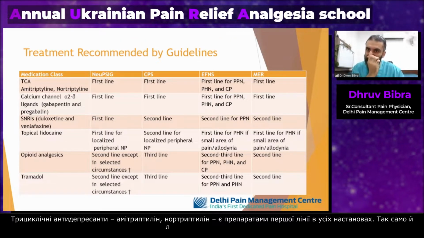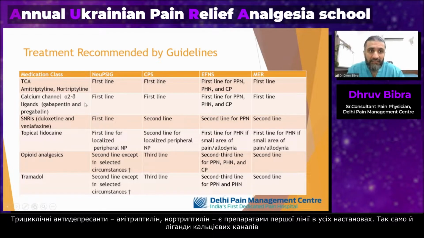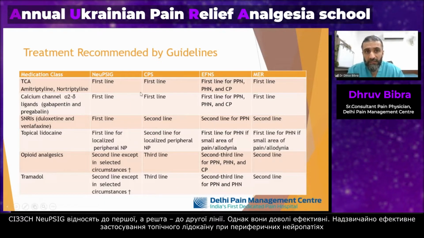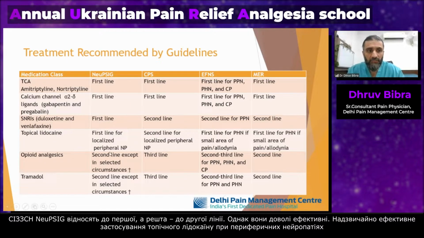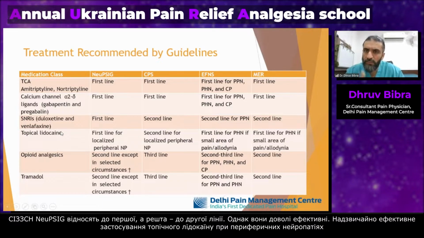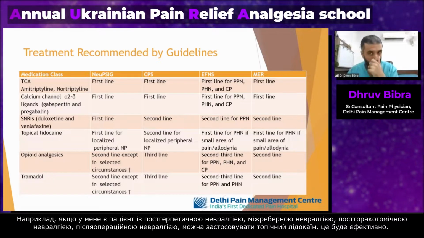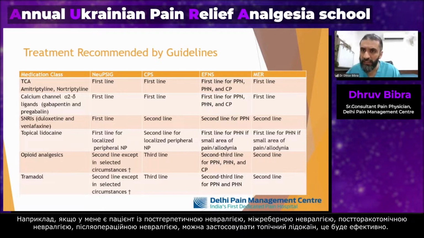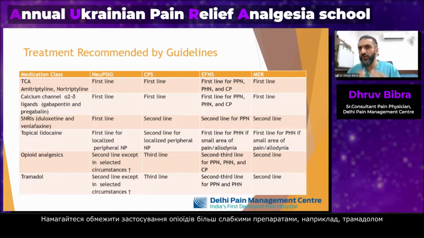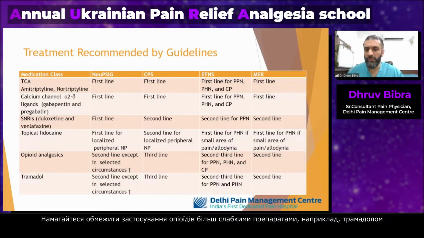Just to give you a perspective based on the drug lines, we have the TCAs, amitriptyline, nortriptyline, all of them given as first line drugs. Then you have the calcium channel drugs, again all first line. When it comes to SNRIs, NeuPSIG and the Canadian guidelines have given second line, but mostly it is very effective. Then lidocaine for peripheral neuropathy. This is interesting: for peripheral neuropathy, topical lidocaine is extremely good. For example, if I have a patient with herpetic neuralgia, intercostal neuralgia, post-thoracotomy neuralgia or post-surgical neuralgia, you can use it and it has good results. Opioids, try to restrict your use to the weaker opioids rather than stronger opioids, and tramadol definitely is there.